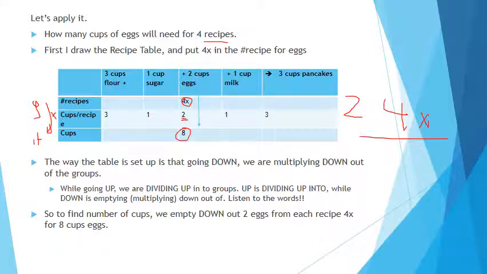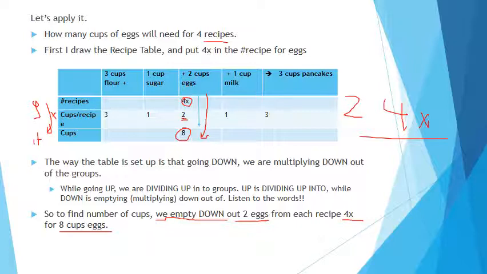I end up with 8. So to find the number of cups, I emptied down out of each recipe 2 eggs. I do that 4 times. So the way I actually drew it, I use words to explain it. I say I emptied down out of 4 recipes, and 2 eggs, and end up with 8 cups.